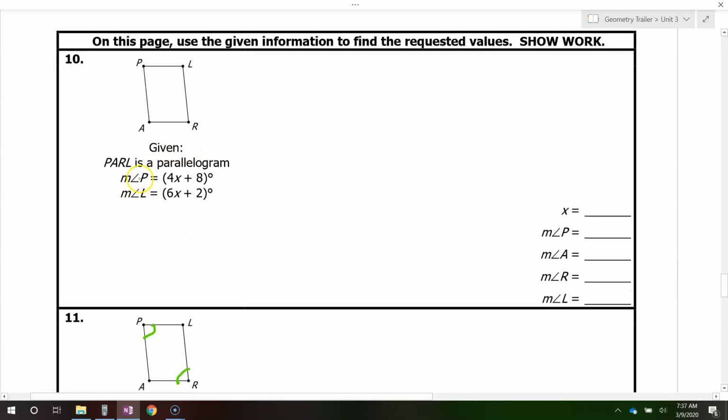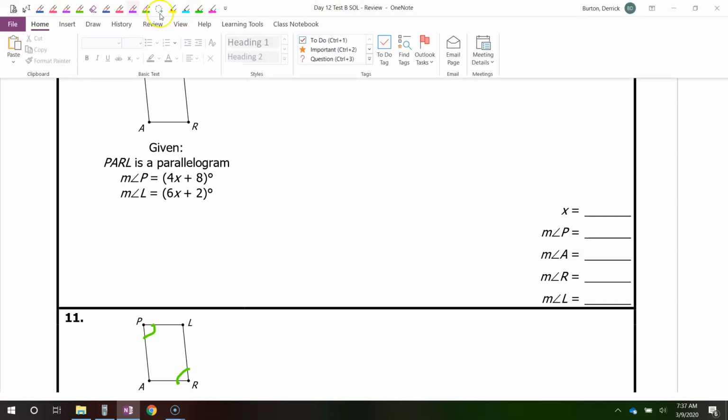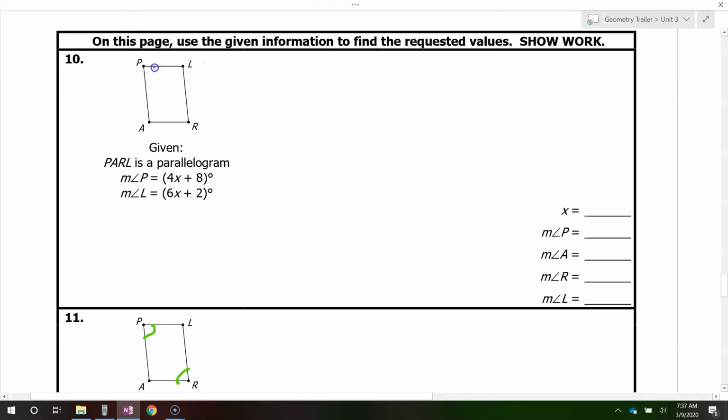But angles like P and L, they are consecutive angles, and they will be supplementary. All right, so they gave us P and L expressions. Those are consecutive. They will be supplementary.